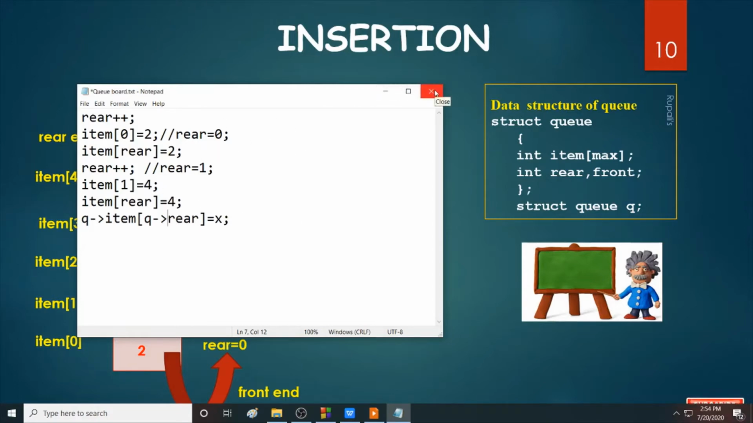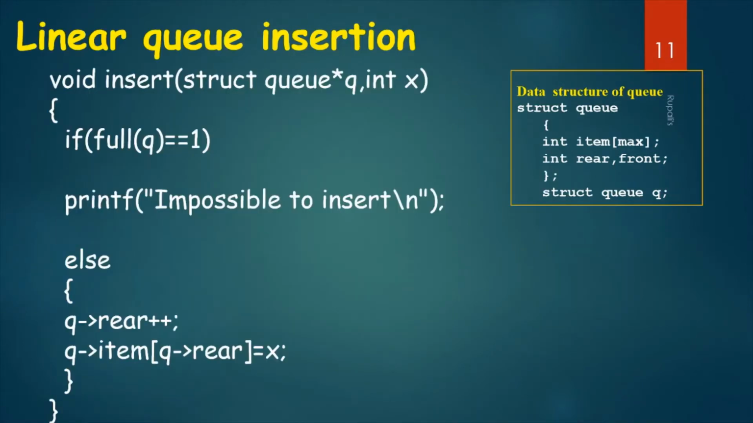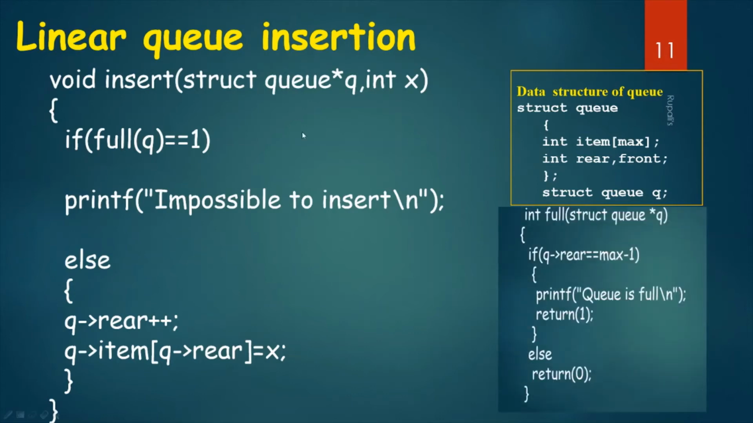See the code first. The function name is insert. Here I am passing the address of this structure, so struct q star q. Q can hold the address of this structure. And the element which we want to insert, say it is x. Now before insertion, you have to check whether your q is already full or not. So call the function full by passing the address of the q structure. This is our full function. We already learned about the full function. So we are passing the address here.